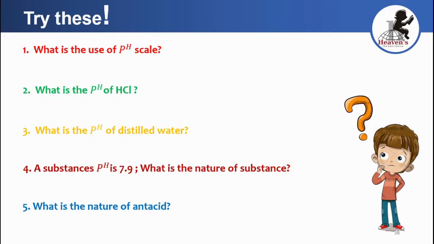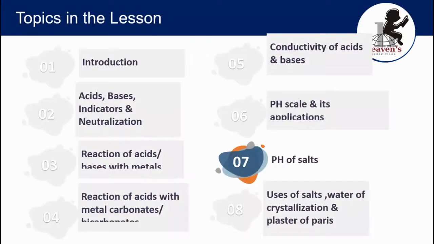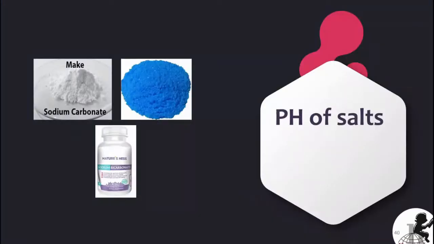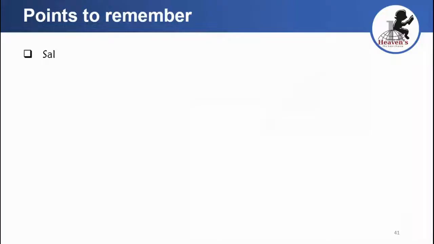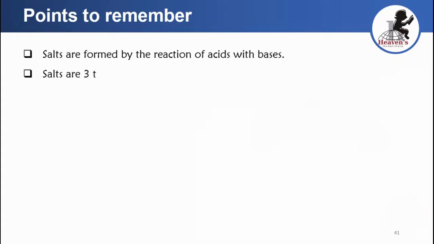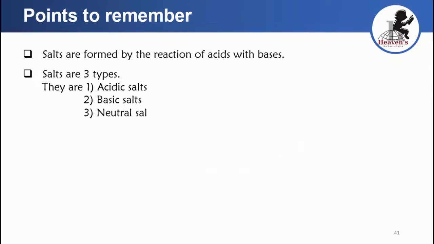Let us go to the next topic, pH of salts. We have different salts here. What is the pH of these salts? Let us see. First, how are salts formed? Salts are formed by the reaction of acids with bases. There are three types of salts. What are they? They are acidic salts, basic salts, and neutral salts.